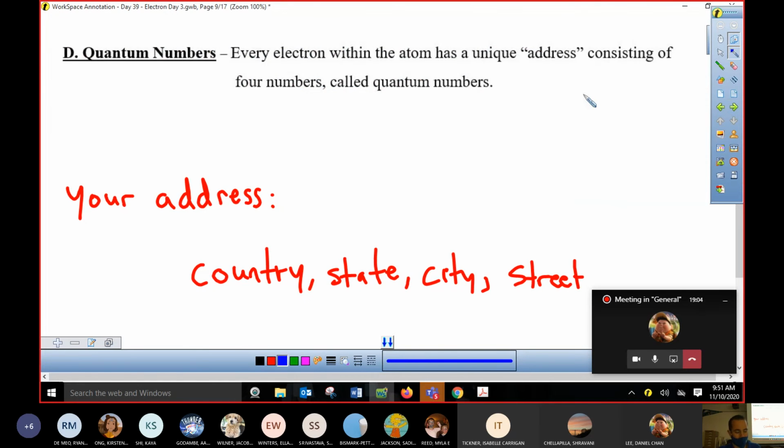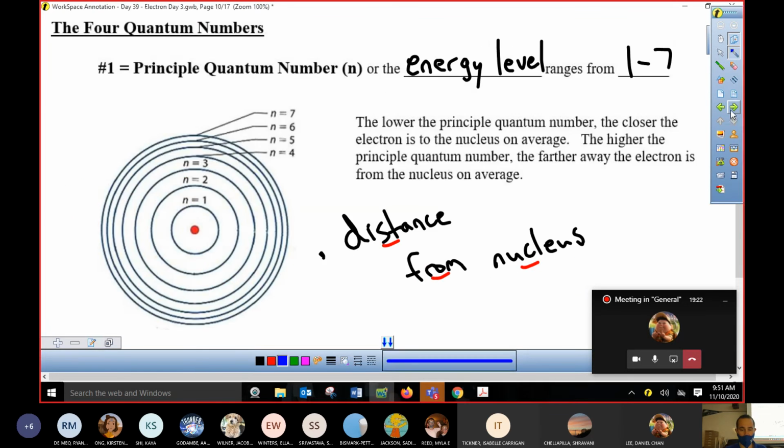All right, and then Friday we talked about how every electron has an address, and it's made up of 4 parts. Like your home address is made up of 4 parts: the country, the state, the city, the street. We get more and more specific as we go on. Well, an electron's address is made up of 4 things, 4 quantum numbers. So I want to do a quick review. We looked at the first 3 quantum numbers on Friday, and I want to talk about quantum number 4.